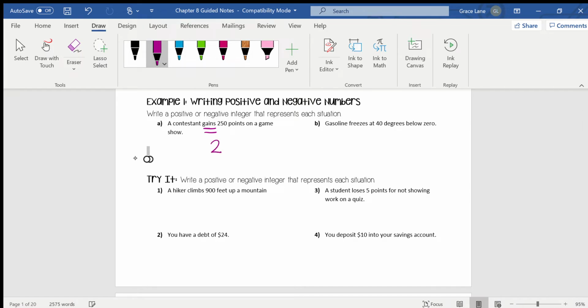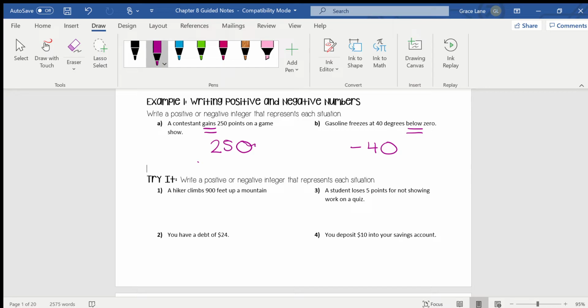So to represent this, we would just write 250. So anyway, you can write 250 like that. That's just normal. If you really want, you can put a plus sign in front of it so you know it's positive. You don't have to. And then letter B, gasoline freezes at 40 degrees below 0. So the keyword here is below, which means negative. And so you would write negative 40.